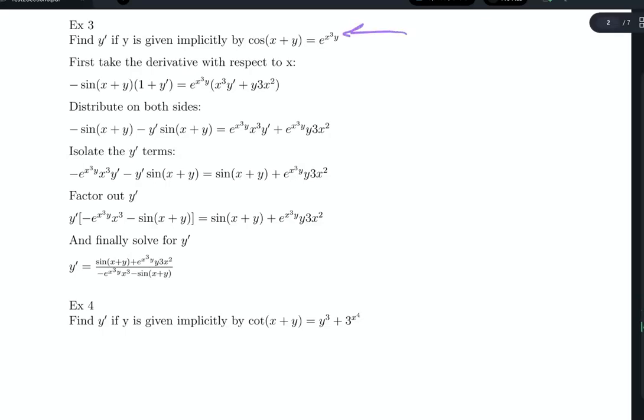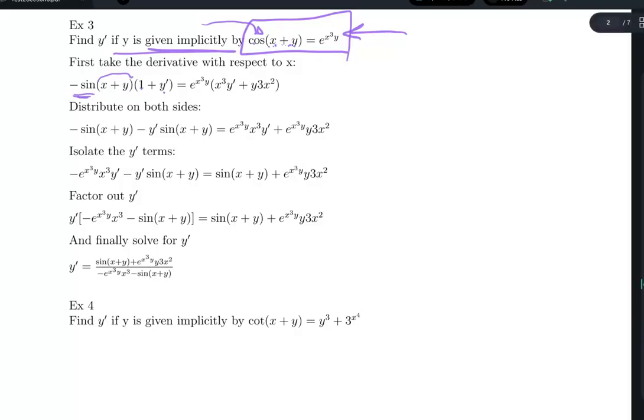So here's the problem. Take the derivative, and y is given implicitly, so let's think slowly through this. First we take the derivative of cosine, which is negative sine. We carry the angle along, and then we go in and take the derivative of the angle. The derivative of x is just 1. The derivative of y is y prime, and you have to put parentheses there.